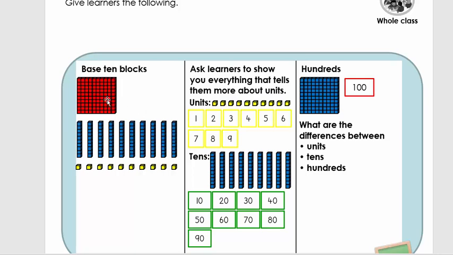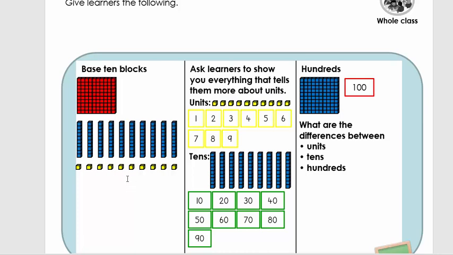But it's the same as this. So it's much easier to count one block than 10 different rods. How many yellow cubes do we have? 1, 2, 3, 4, 5, 6, 7, 8, 9, 10. But that's the same as one rod. So it's easier to use a rod.